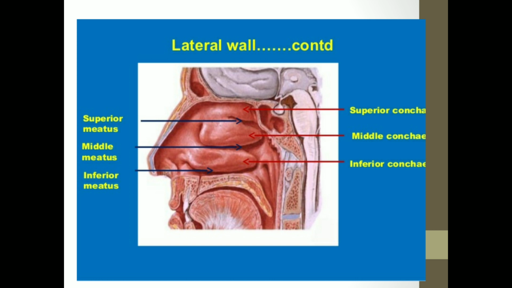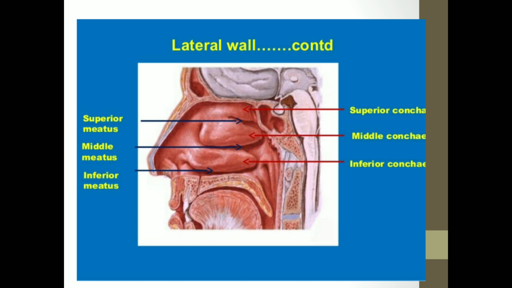Then you can see this part is called the atrium. The atrium of the middle meatus is the middle part just in front of the middle meatus. Just in front of the middle meatus, the part you see is called the atrium of the middle meatus. The last part you see, this is called the conchae.